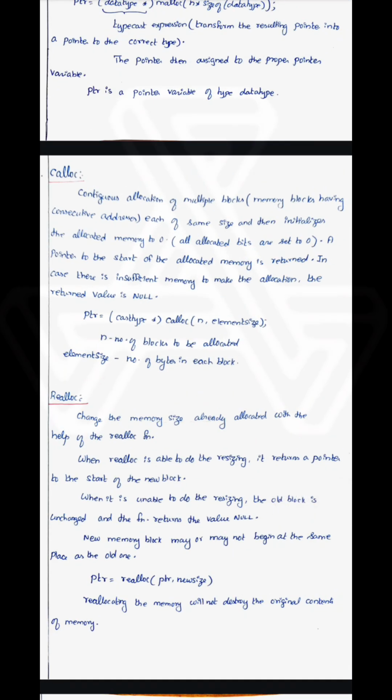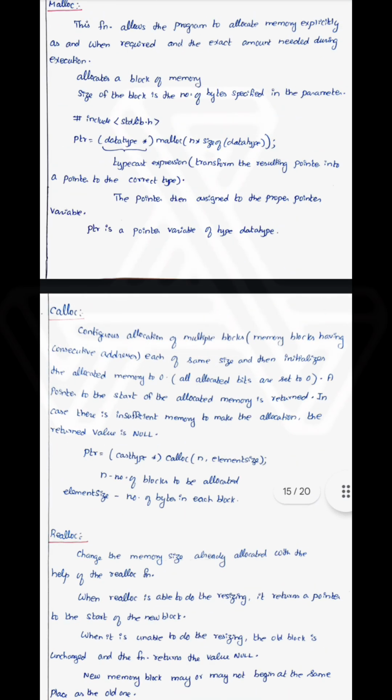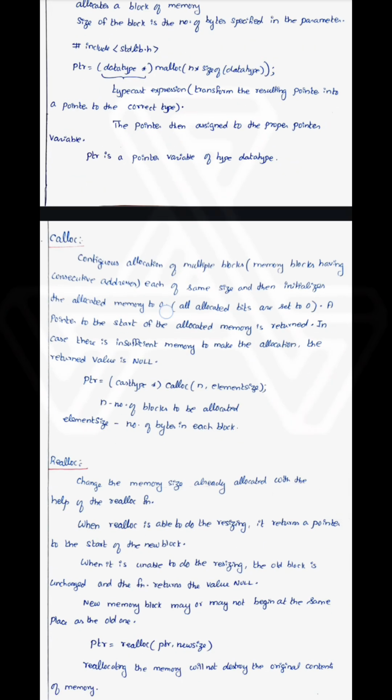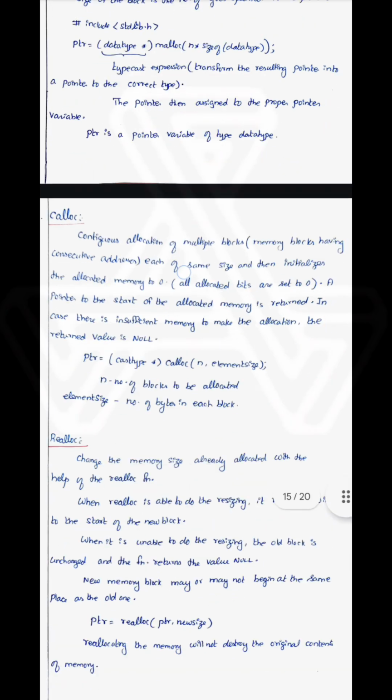ptr = (cast type *) calloc(n, element size). For malloc, it is ptr = (data type *) malloc(n * sizeof(data type)). For calloc, it is ptr = (cast type *) calloc(n, element size). n is the number of blocks to be allocated, element size is the number of bytes in each block.